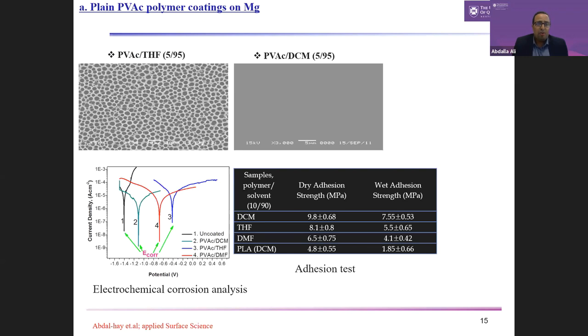In this study, we investigated three different solvents as the base solvent of PVAc: tetrahydrofuran, THF, dichloromethane, and also we did DMF. As we can see from the electrochemical corrosion analysis here, a high shift towards the positive side indicated well-controlled degradation rate of magnesium. And dichloromethane showed the highest adhesion strength in both wet and dry conditions.